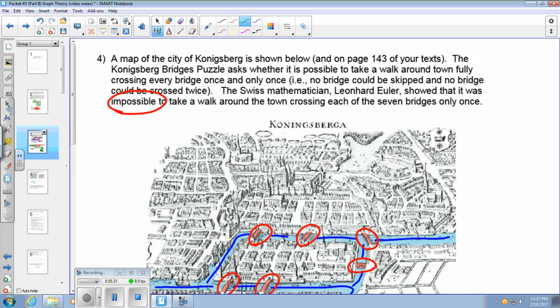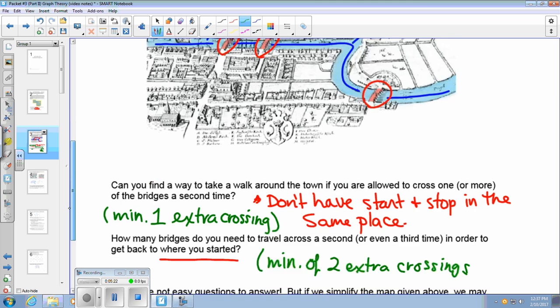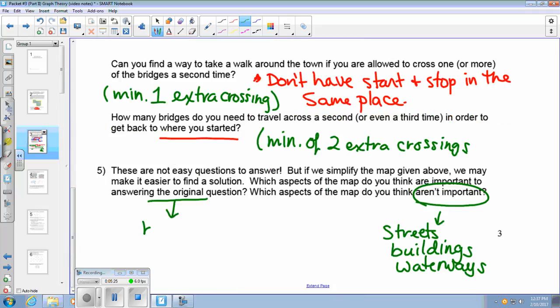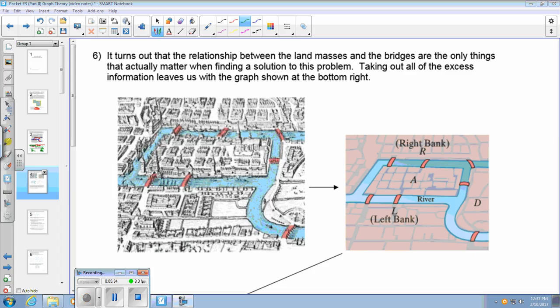Oops. Let's go back to that page. So the important piece is you had to know where the bridges were and what they connected. So the bridges and land masses were important. And number 6, it turns out that the relationship between the land masses and the bridges are the only things that actually matter when finding a solution to this problem. Taking out all of the excess information leaves us with the graph shown at the bottom right.